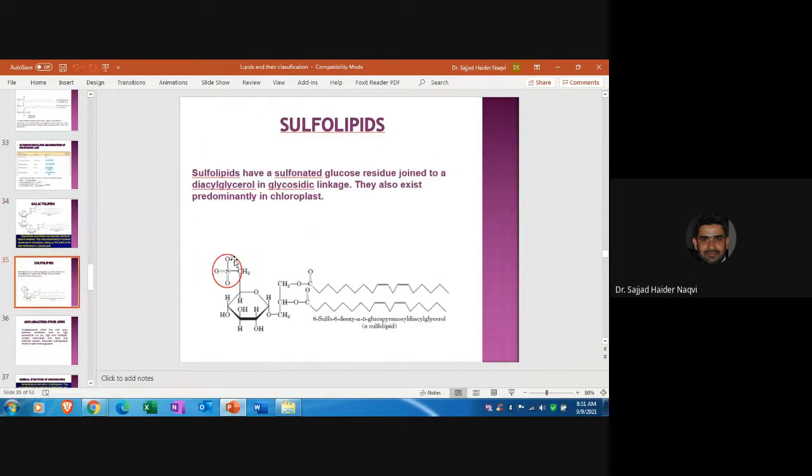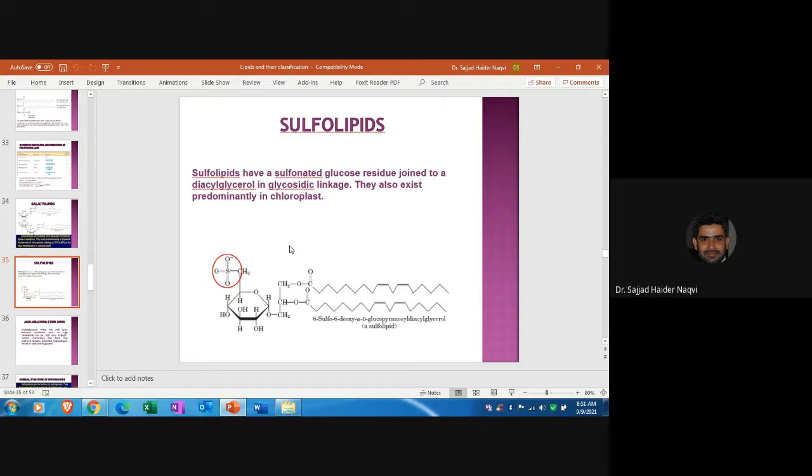Then we have the sulfolipids. Again, the name is pretty much clear. They have a sulfate group substituent. Unlike the phosphate group, this sulfate group is not directly substituted at this hydroxyl position. Rather, we have glycerol, we have two fatty acids, and one of the carbons is attached to the sugar moiety, and the sulfate group is attached on the sugar moiety. So that's what we call the sulfolipids.